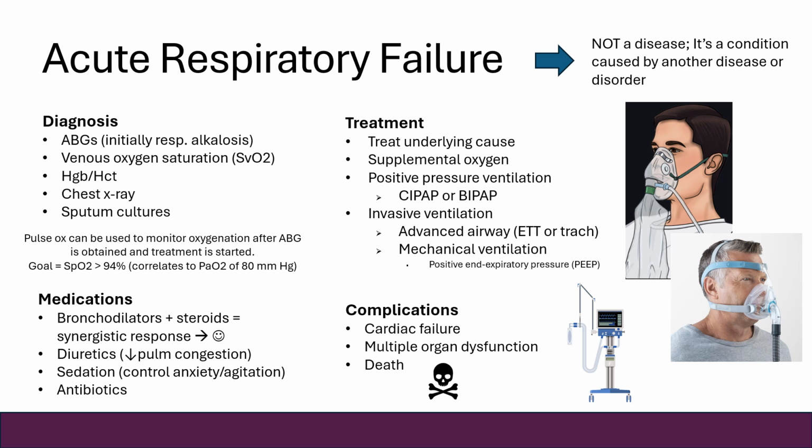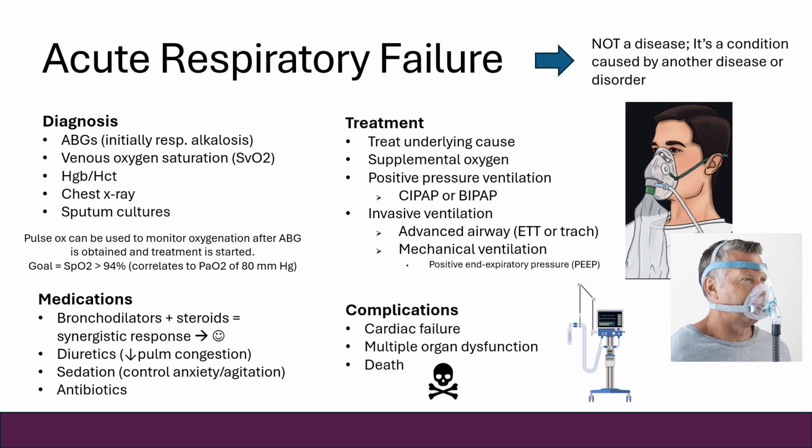Complications, our heart and our lungs work together. If your lungs aren't doing well, it's going to directly affect your heart, and that can lead to cardiac failure or heart failure. Multiple organ dysfunction, because we're not getting oxygen, is going to end with organ hypoperfusion, and that's when you're going to see the neuro changes. You're going to see the decreased output because the kidneys are going to start to shut down, and death, of course. So eventual death.